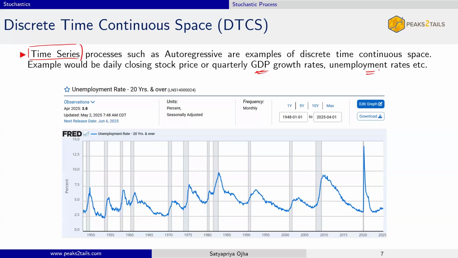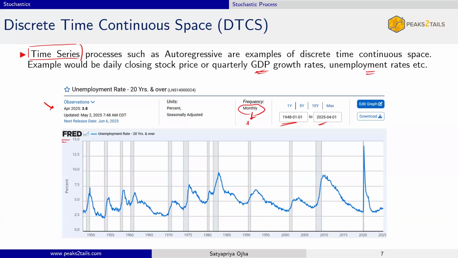Unemployment rate, I took this from FRED St. Louis. It's a very good website that gives you authentic data points for all macroeconomic variables. Anytime you want to do a project, go to FRED St. Louis. You'll find everything. It's authentic, it's accurate, right? It's free. So this is the unemployment rate from 1948 to 2025 at a monthly frequency.